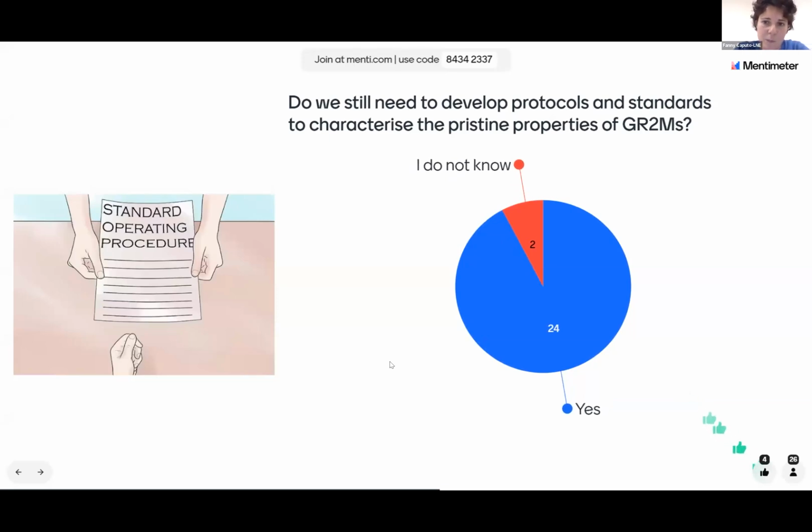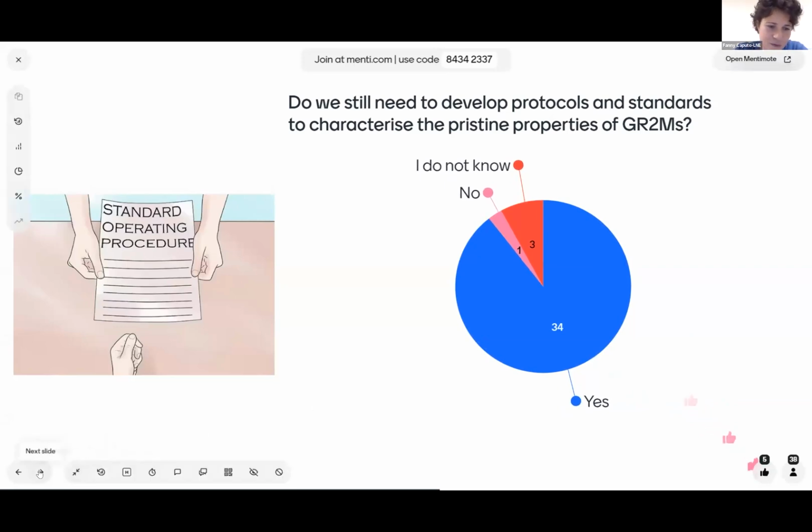I see that it is a yes. Well, considering all the presentations that we had, it's clear that it is key and very important. But of course, that was the first question.